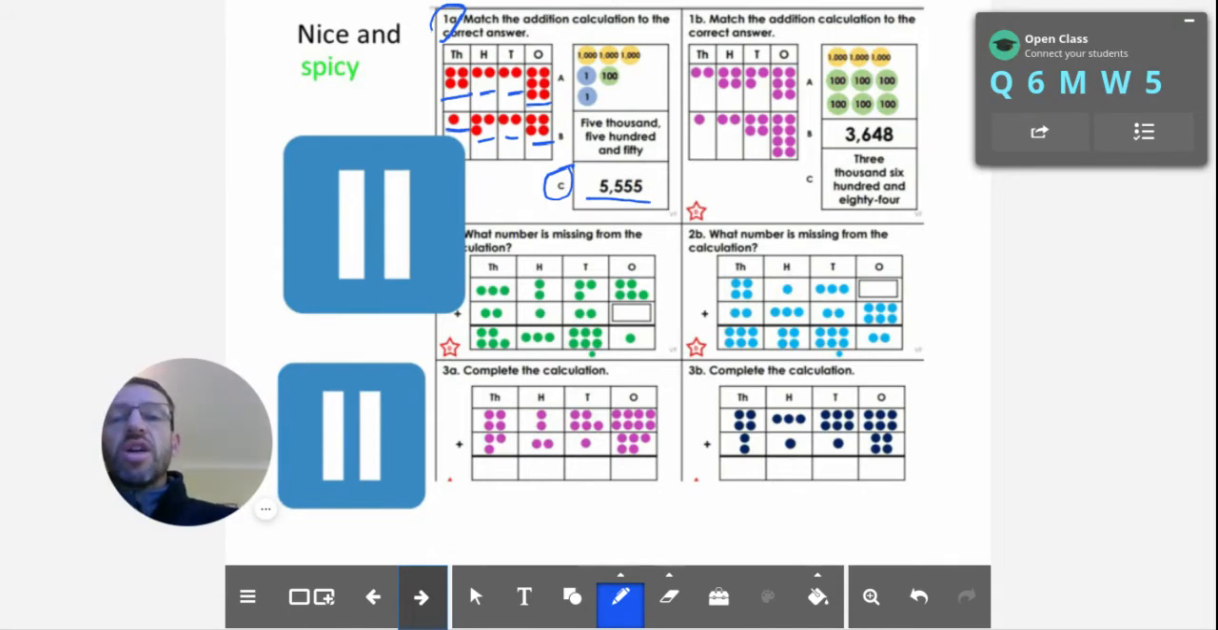5,555. So working left to right, 1A, 1B, 2A, 2B, 3A, 3B. Sorry, the beginning of 2A is missing there, but that is question 2A, and you can see exactly what to do. So pause the video, have a go at those, and when you've finished, click play again, and we'll carry on to the next one.